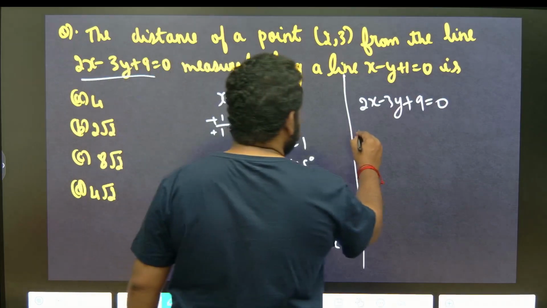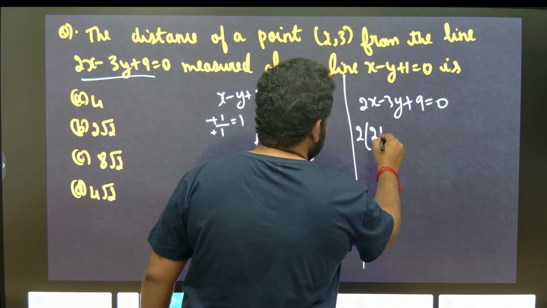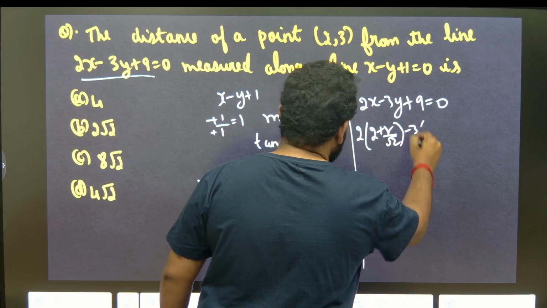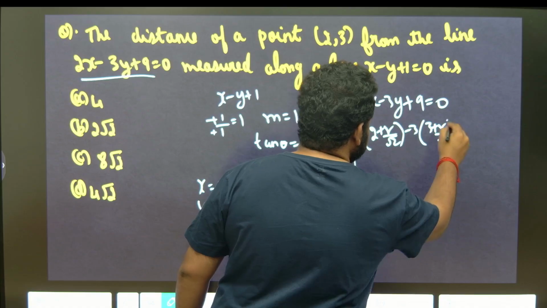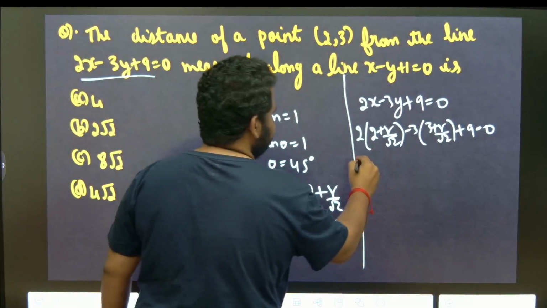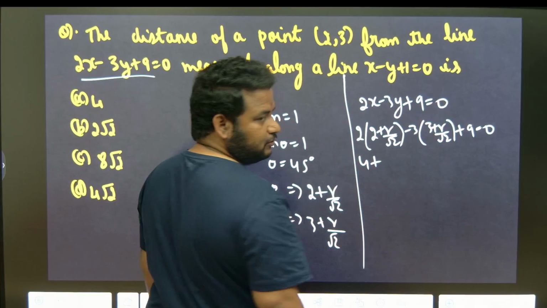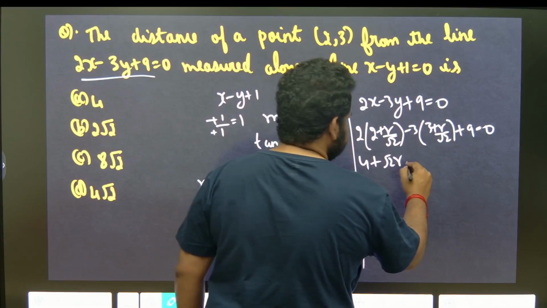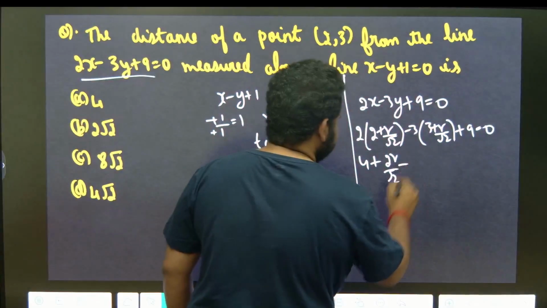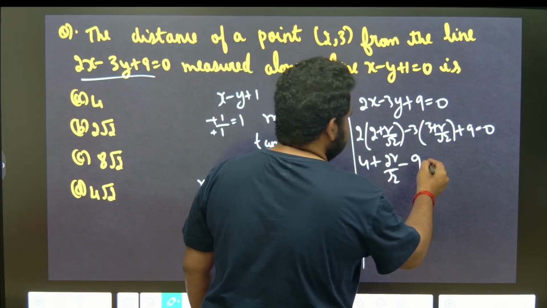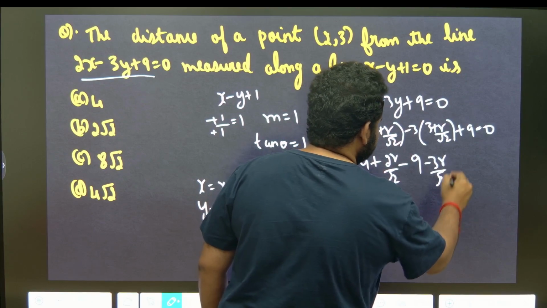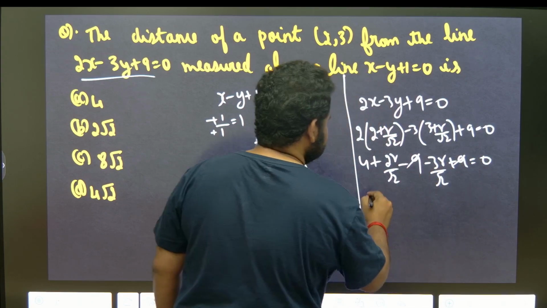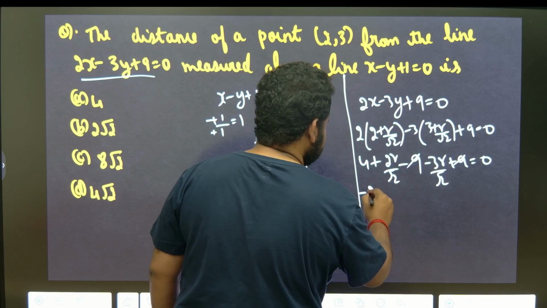So this will become 2 into 2 plus r by root 2, minus 3 into 3 plus r by root 2, plus 9 is equal to 0. 2 into 2 is 4, plus 2 times r by root 2, I will write it as 2r by root 2 for easier simplification. 3 threes are 9, minus 3r by root 2, plus 9 is equal to 0. Plus 9 minus 9 cancels.